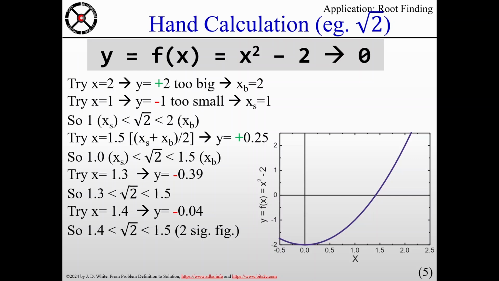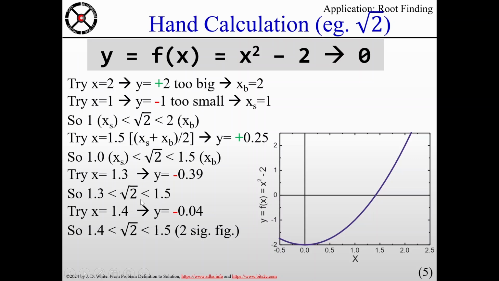So now I have this range for my solution. 1 is less than root 2, which is less than 1.5. So I split the difference again. Let's try 1.3. I don't want to worry about the extra decimal place. 1.25, okay, 1.3 approximately. It's good enough for me. So I'll try 1.3. Okay, so 1.3 will be about here, and it's still negative. So now I know my square root is between 1.3 and 1.5.